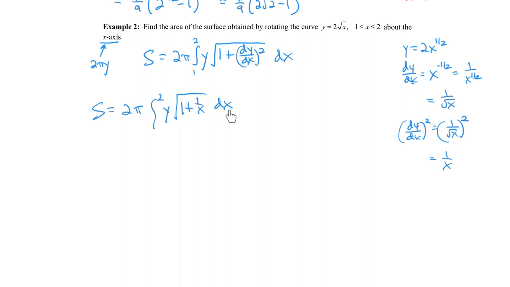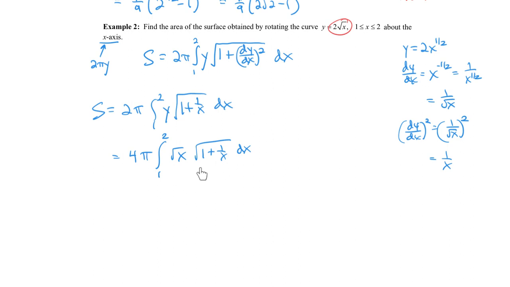So we notice this is a dx problem, so we have to deal with this y. But once again, we have an easy solution because y is just 2 times the square root of x. So I'm going to get rid of the y and put in its place 2 times the square root of x. Now this 2, I'm just going to bring out front and multiply it by this 2. That would just give us 4 pi, since I'm multiplying the 2 pi by 2. And over here we'll have the square root of x times the square root of 1 plus 1 over x dx from 1 to 2.